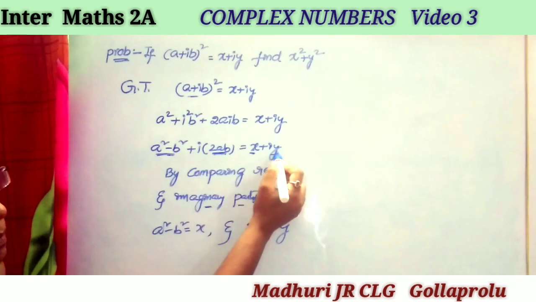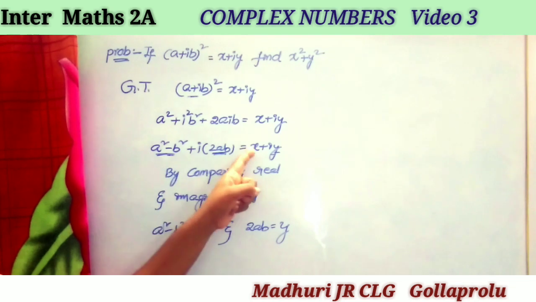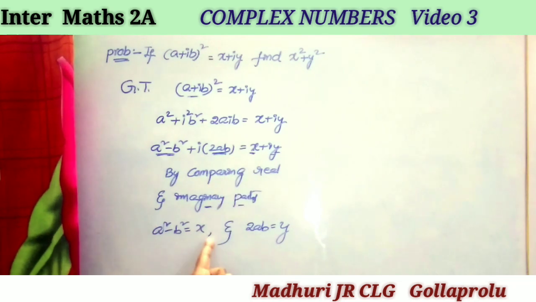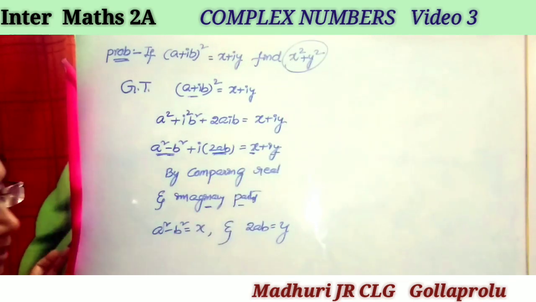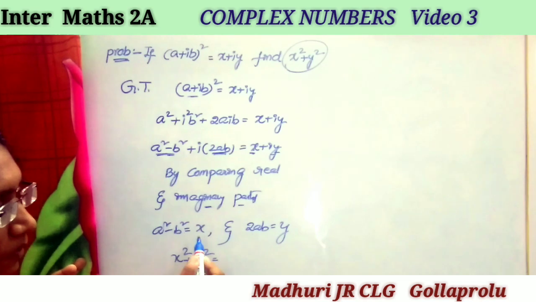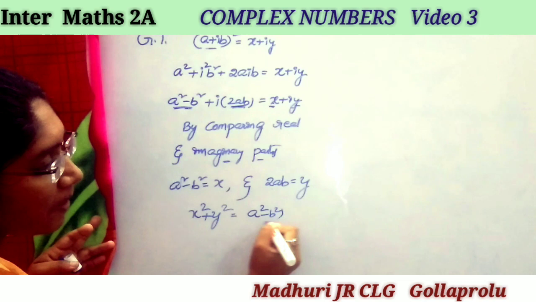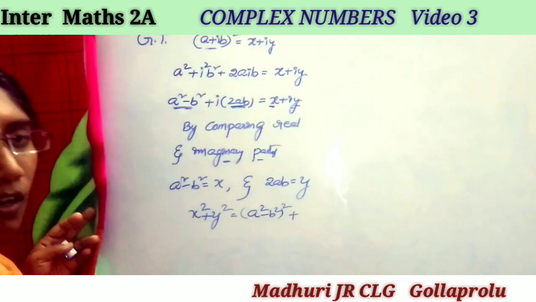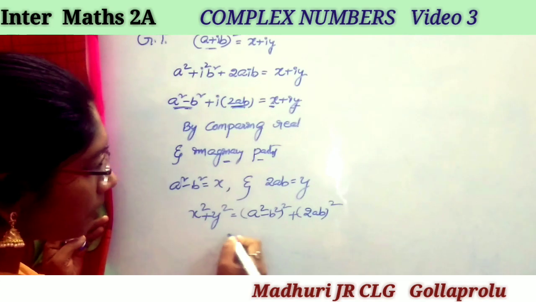This is the imaginary part, 2ab is equal to y. This is the real part, a square minus b square is equal to x. What we want is the value of x square plus y square. That is x square plus y square is equal to, but what is the x value here? x is equal to a square minus b square whole square, plus what is the y value? y is equal to 2ab whole square.